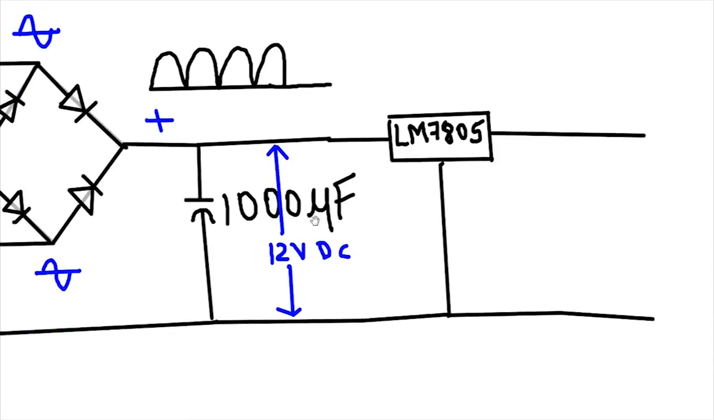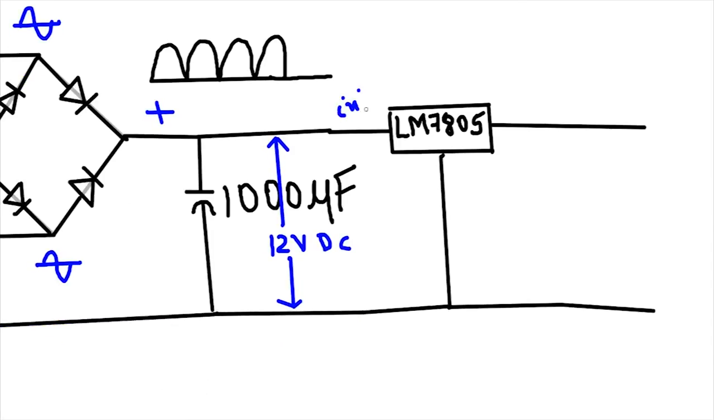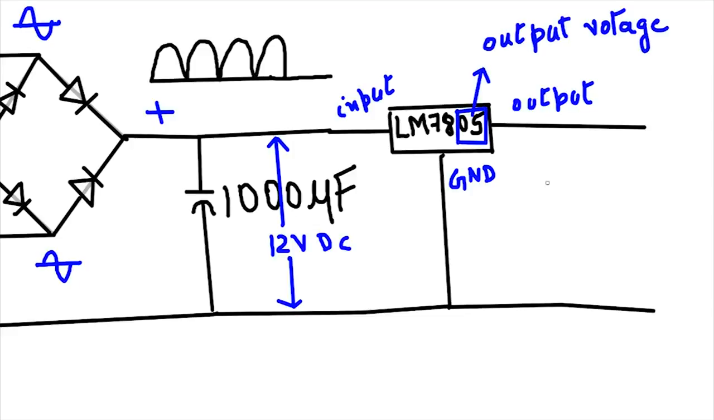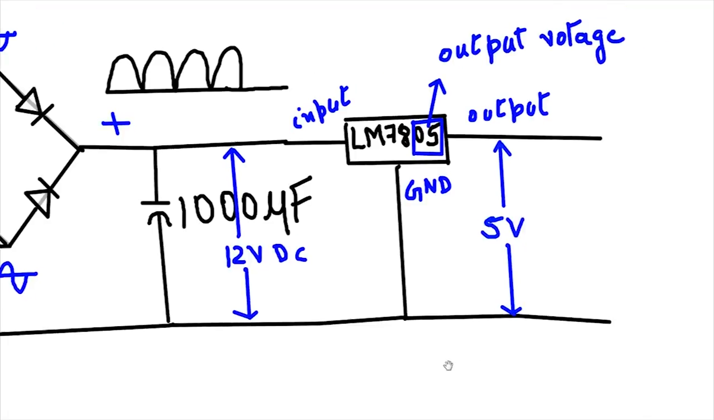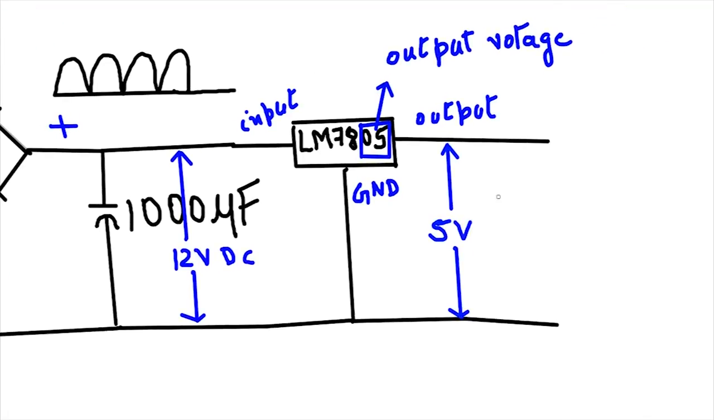LM7805 is basically a 3-terminal device. This here is the input, output and common ground. These two digits here imply the output voltage. So we have a voltage of plus 5V as output. Now having said that, your voltage regulator will constantly supply plus 5V output provided your input is always above 5V.